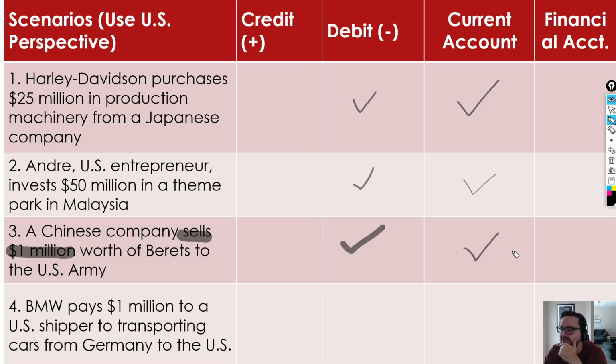So you're like, Mitch, we haven't had a financial account thing yet. Yeah, I know. Most of the time it's current account, because there are 4 things in the current account and 1 in the financial, so it should play out that way.